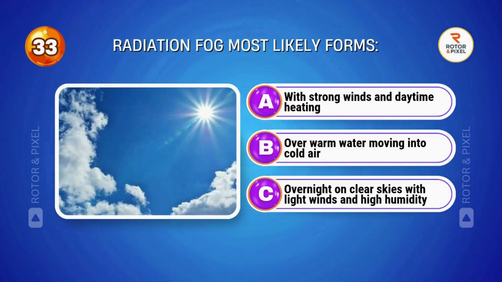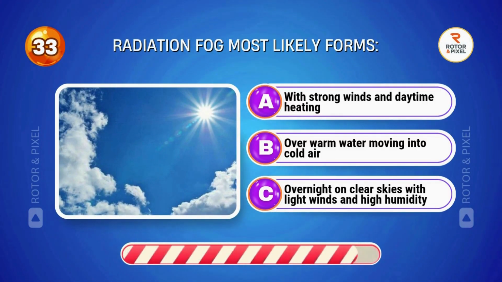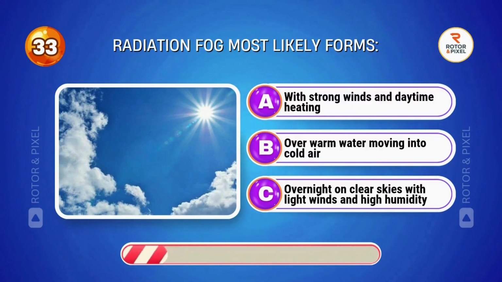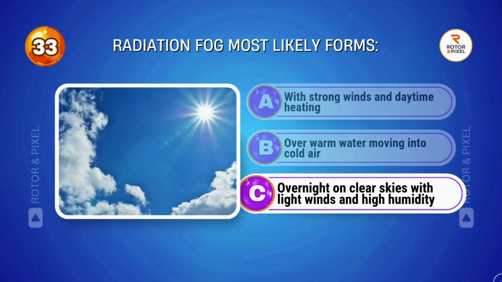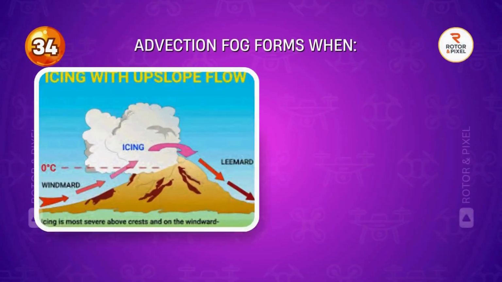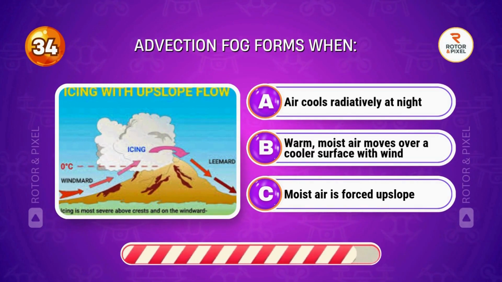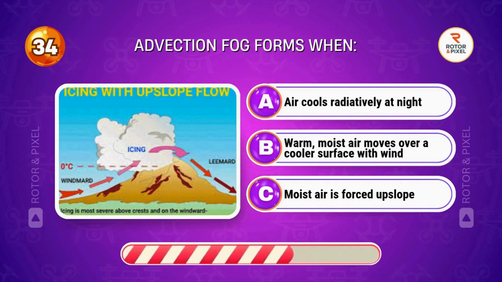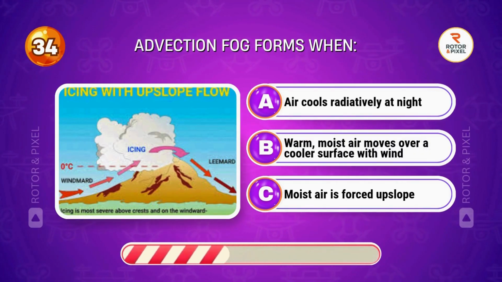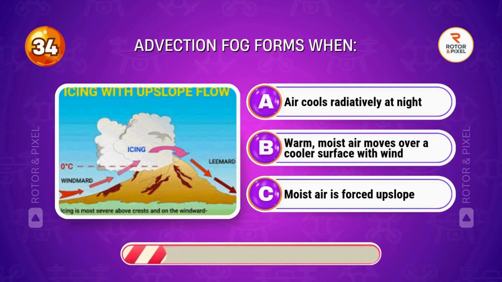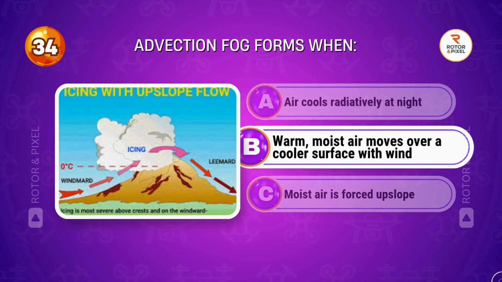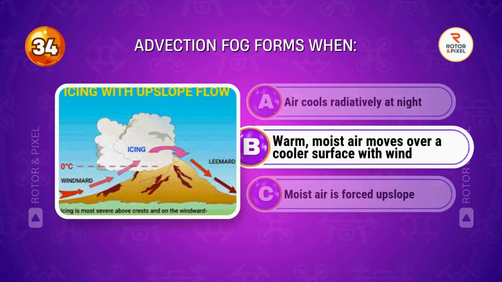Radiation fog most likely forms... Answer C, overnight on clear skies with light winds and high humidity. Advection fog forms when... Answer B, warm, moist air moves over a cooler surface with wind.